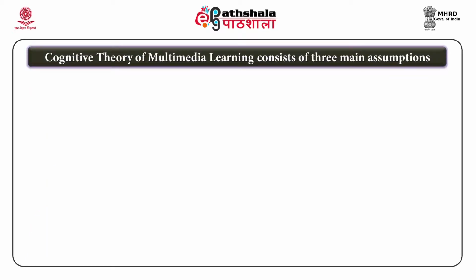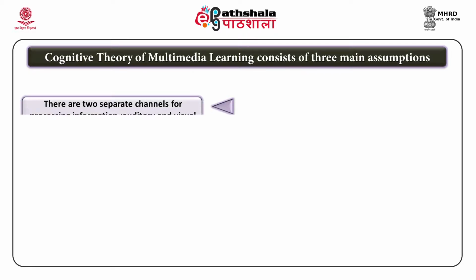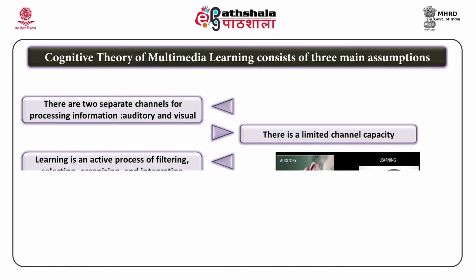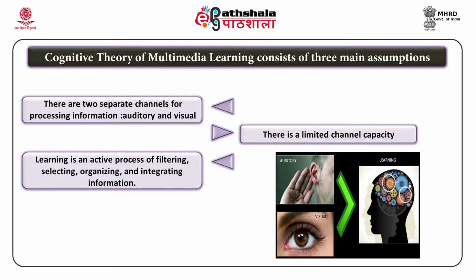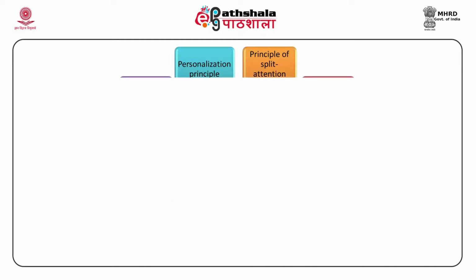Cognitive theory of multimedia consists of three assumptions. That is, there are two separate channels for processing information, auditory and visual. There is a limited channel capacity, and third, learning is an active process of filtering, selecting, organizing and integrating information. Based on these assumptions, there are different psychological principles of creating any e-content or multimedia, which is an important aspect of ICT. First principle is multimedia principle.